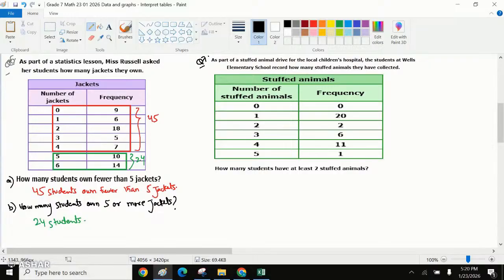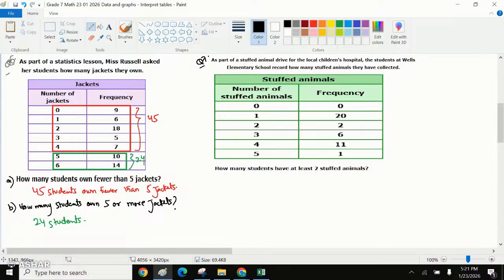So if I would say, what was the maximum number of students collecting the number of stuffed animals, right? So if we want to see the maximum number, okay, so we say 20, right?